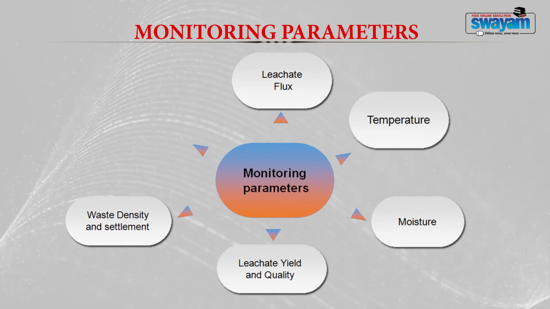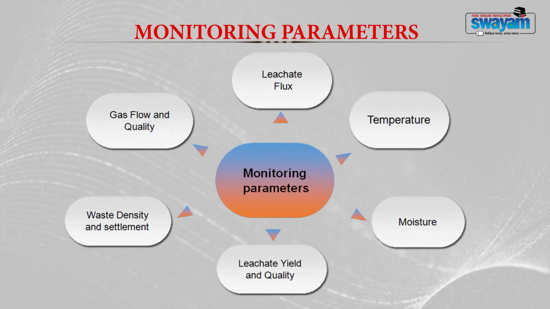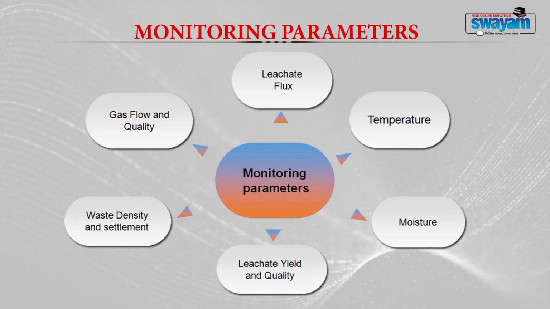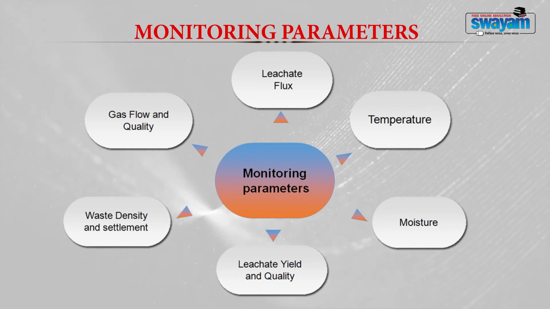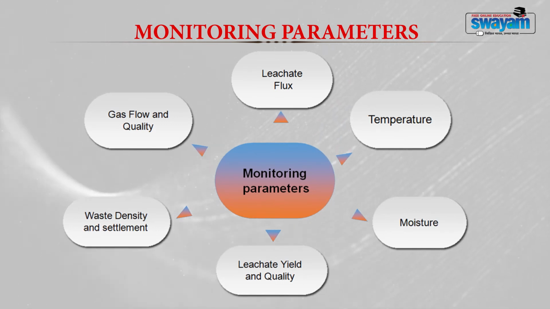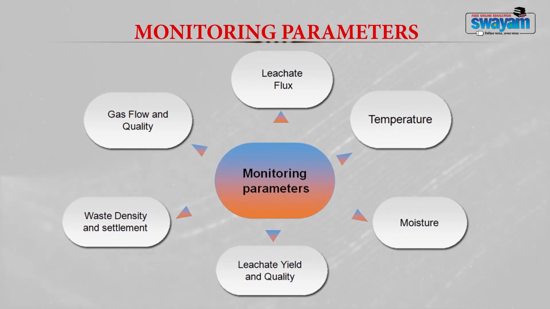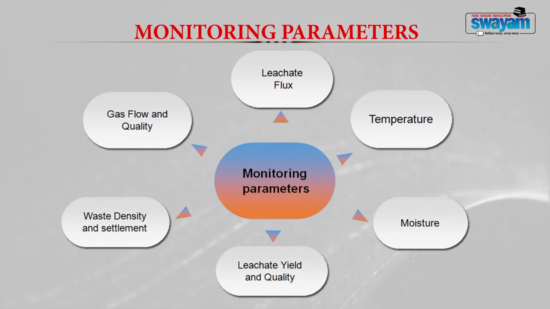The other parameter is the gas flow and quality. Again, when you analyze the gas, you can identify the stage of biological activity within the reactor. Also, the progress in the rate of degradation can also be identified. Further, this will also help in the planning of expansion activity.